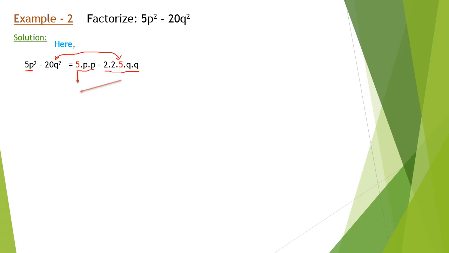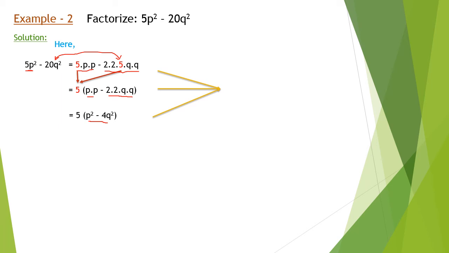Now 5 is taken as common. What we have to do with the common is take it out from the other terms, and the remaining will be in the bracket. You can see p . p and 2 . 2 . q . q is the remaining after we took 5 as common. Now on simplification we can see 5(p square minus 4q square). Now this is in the form of type 2 section A. These 3 steps we have already learned in type 1 factorization.